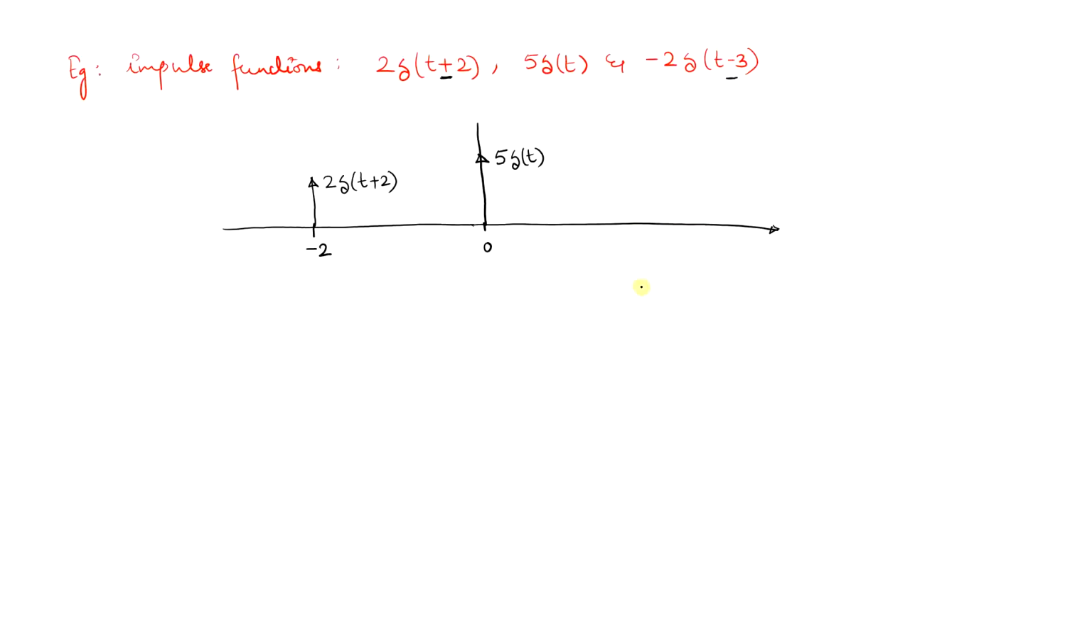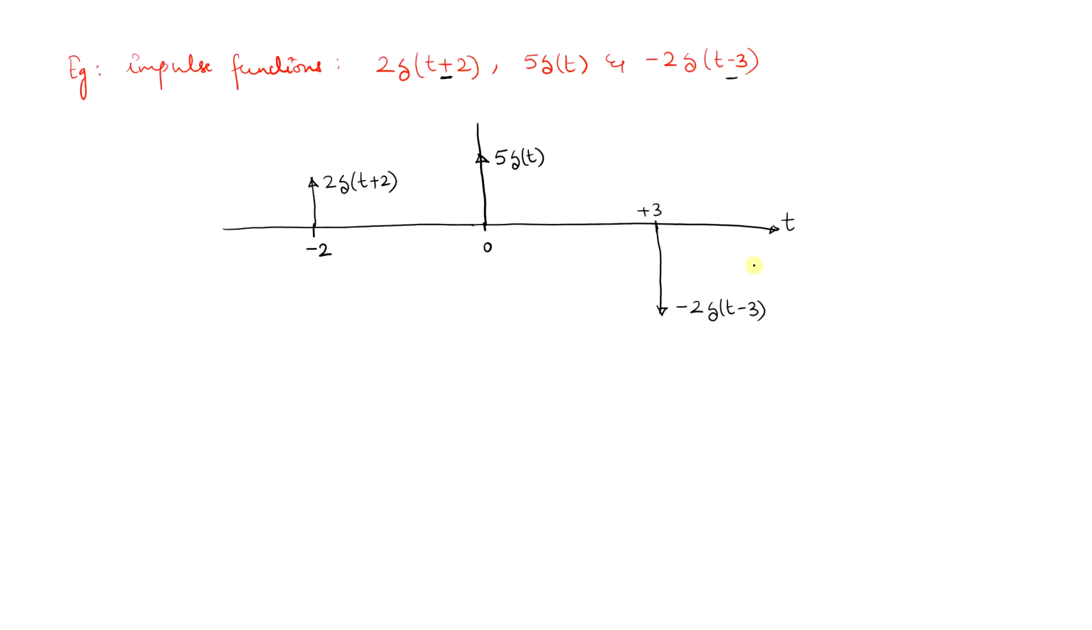Okay, and this is t minus 3 corresponding to the delayed in time, so it will be plus 3 here, and this signal is having a weight minus 2, and then you have delta of t minus 3. So as it is observed, the impulse signal in this case has a weight of 2, in this case has a weight of 5, and here it has a weight of minus 2.